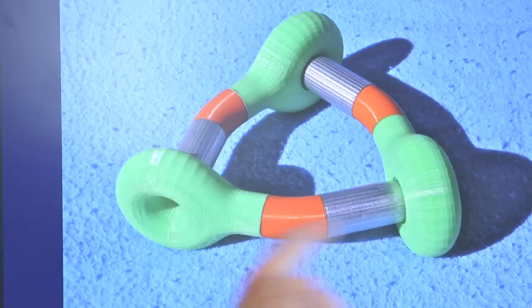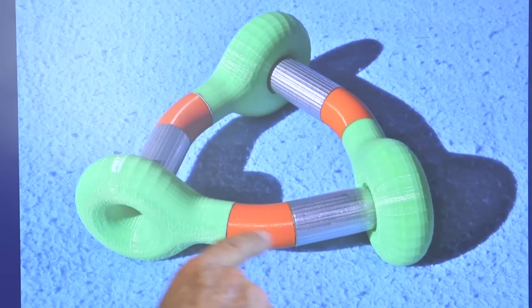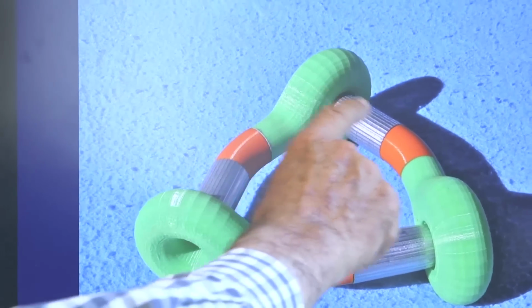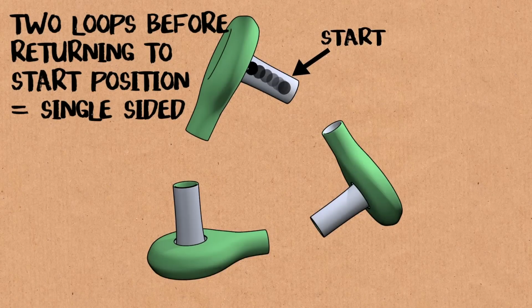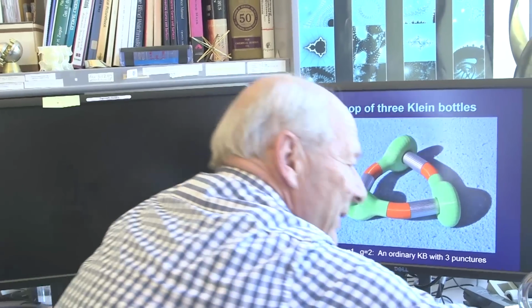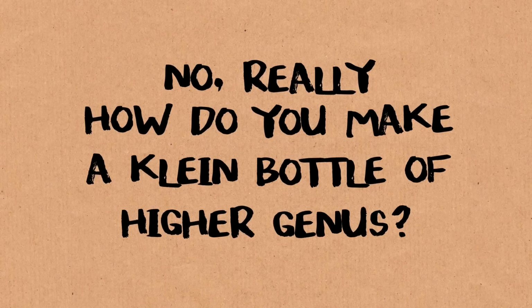Maybe we can put 3 of those into a loop. So here you can see a loop of 3 of those Klein bottles. We have 3 transitions. Clearly, it's an odd number of transitions between the surfaces, so the whole thing is single-sided. But if we analyze it in details, we find that the genus is still only 2. So there's really nothing new over the ordinary Klein bottles. So maybe we should make something more complicated. What do we need to do in order to get a super Klein bottle of higher genus? Nothing seems to really work.